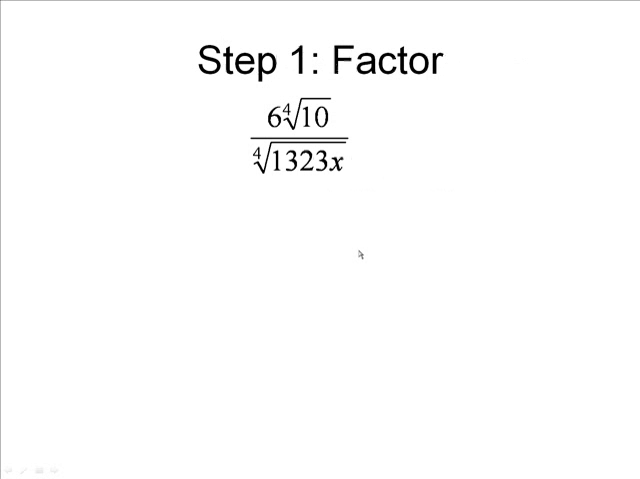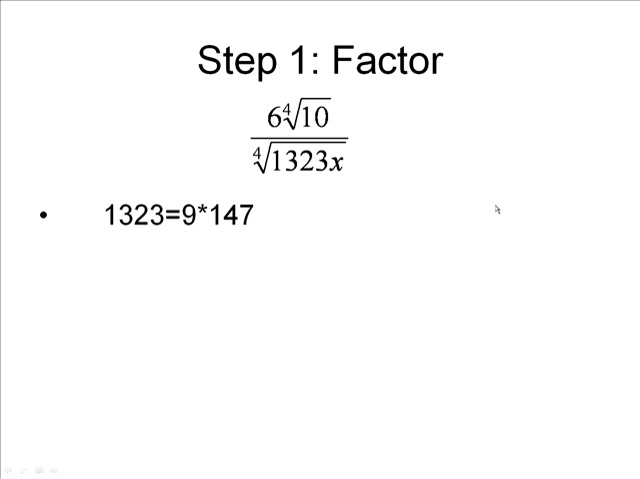Let's say we have the fraction 6 times the 4th root of 10 divided by the 4th root of 1323x. Now, the 4th root of 1323x is not a rational number. We want a rational value in the denominator, so we want to find a way to make that denominator rational. And the first thing we need to do is factor it down to its prime. Let's see what's involved in that denominator.